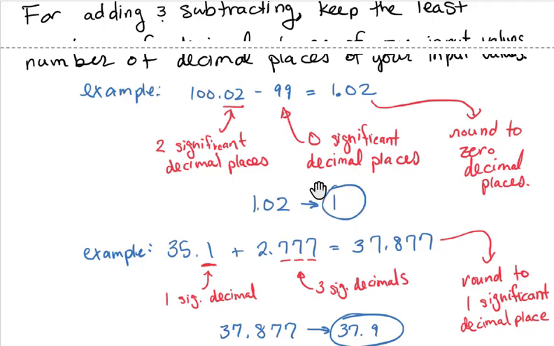So just 1. For 35.1 plus 2.777, on a calculator we would get 37.877. This is only known to 1 decimal place. This is known to 3 decimal places. So we want to round our answer to the least significant, the least well-known decimal place. So we're going to only keep 1 decimal place. So this 8 is either going to stay an 8 or round up to a 9, depending on the number behind it. So it'll be 37.9 then as our final answer.